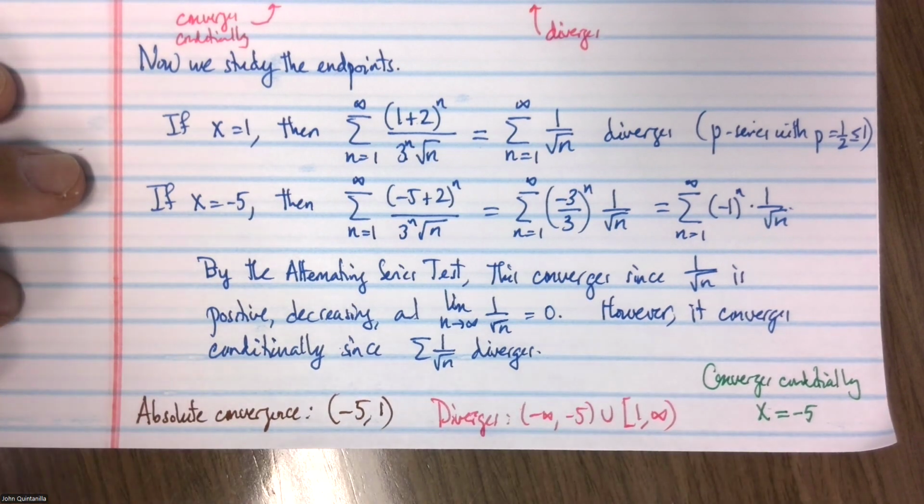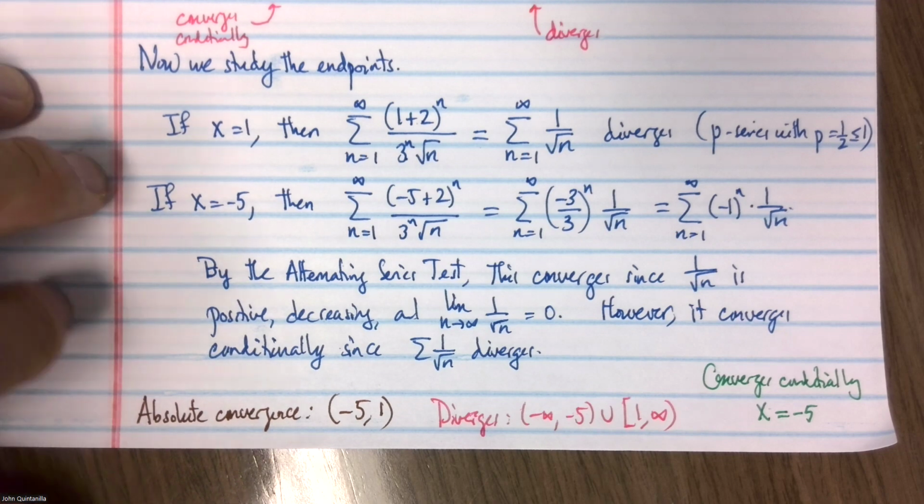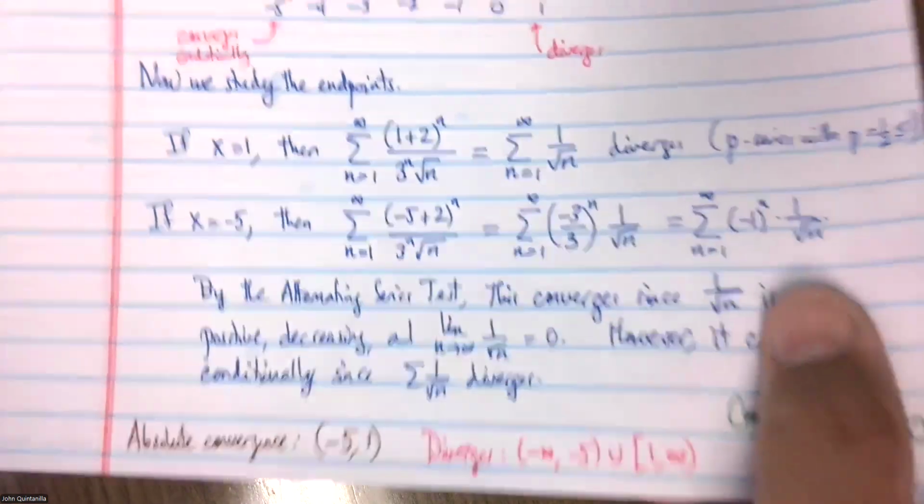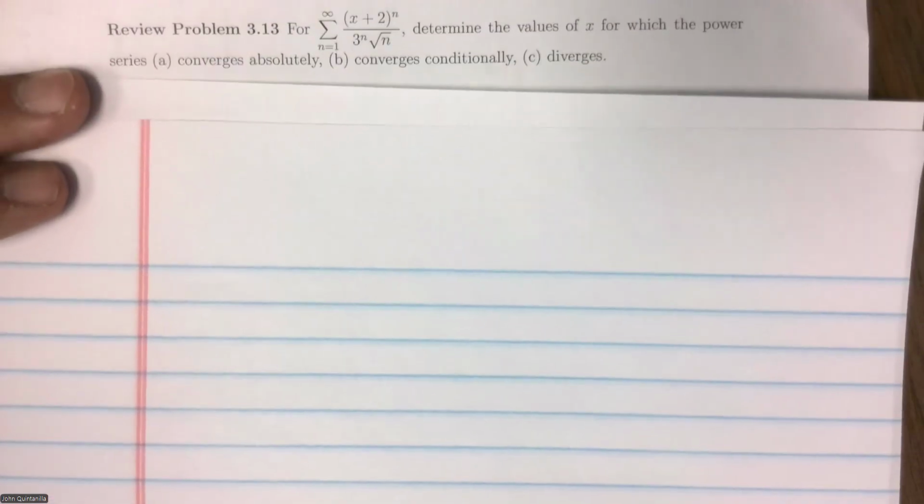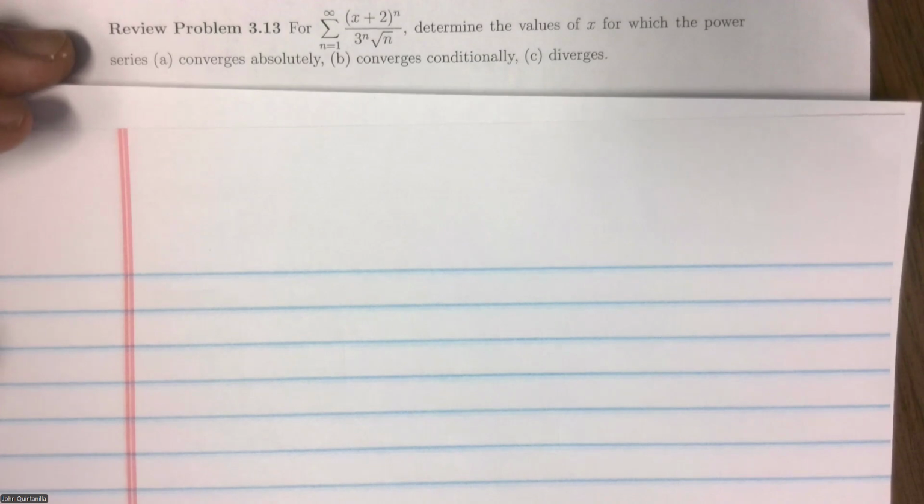Okay, now if you want to stop the video here, be my guest. I'm now going to show a second way of doing this problem using the ratio test. This is not necessarily a better method. I probably think the root test is better for this problem. But for the sake of completion and review, I'm going to redo at least part A of the problem by looking at the ratio test.